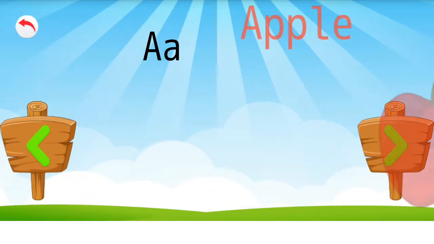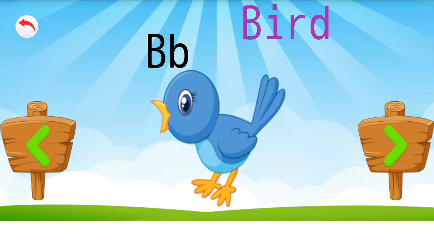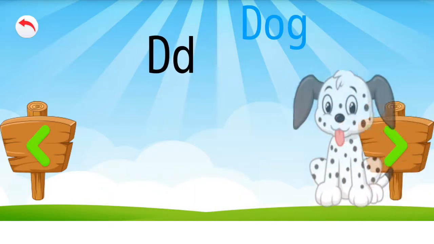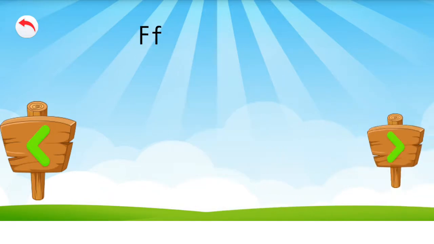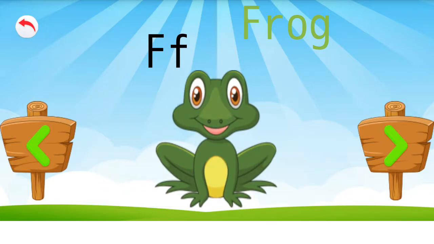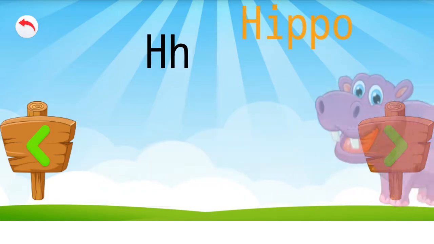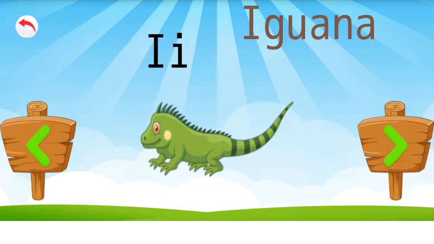A is for apple. B is for bird. C is for cat. D is for dog. E is for egg. F is for frog. G is for grape. H is for hippo. I is for iguana.